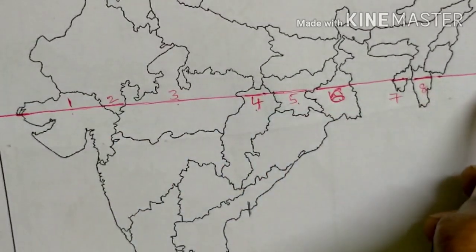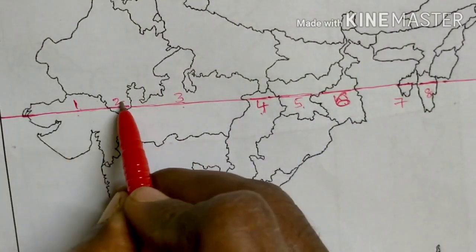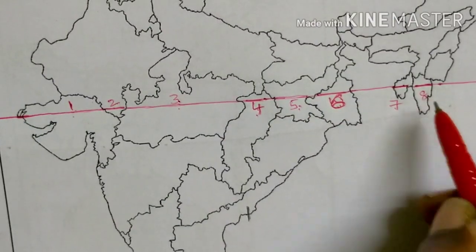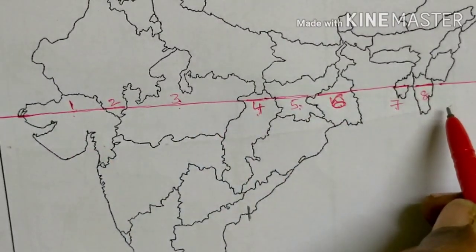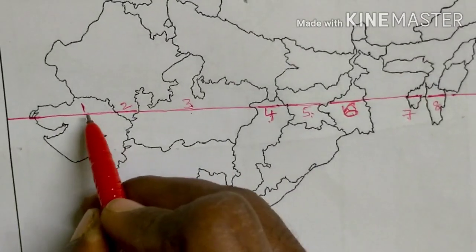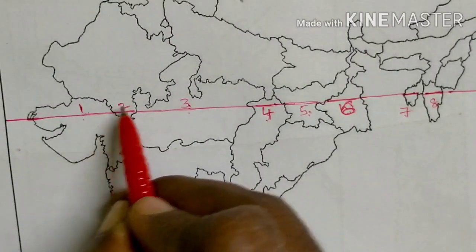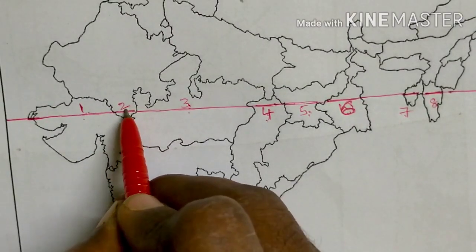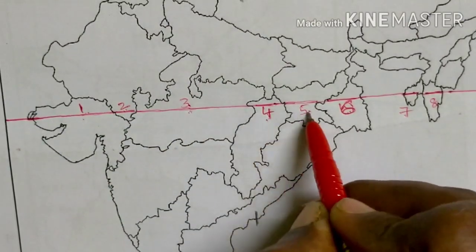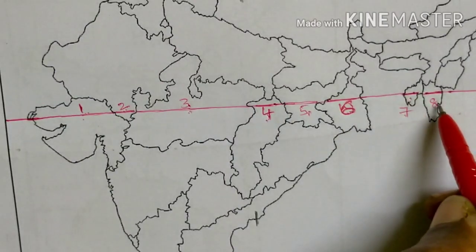Through how many states it passes? 8 states. 1, 2, 3, 4, 5, 6, 7, 8. Through 8 states, Tropic of Cancer passes in our India. First state name is Gujarat. Next, Rajasthan, Madhya Pradesh, Chhattisgarh, Jharkhand, West Bengal, Tripura, Mizoram.